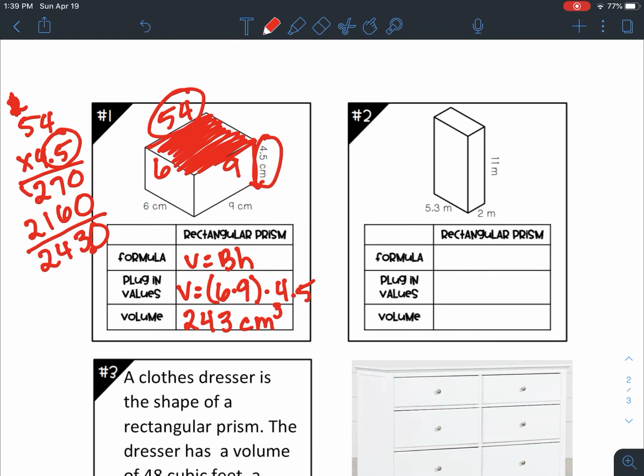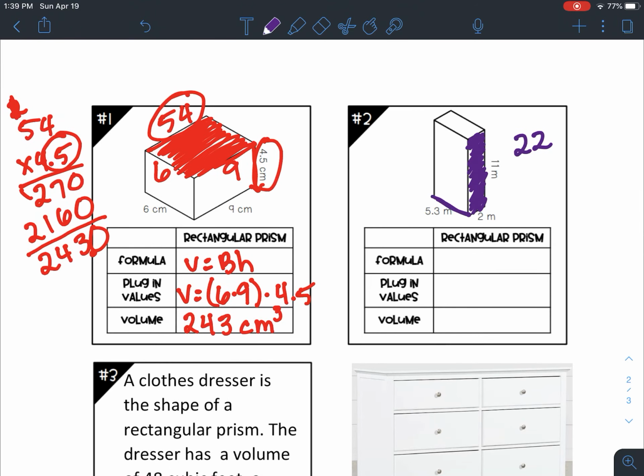The next shape here, again, you can choose whichever one you want to do. I'm going to pick the base as this 11 and 2 now. So the area of that rectangle that I'm choosing is 22. That's being dragged by 5.3 meters. So times 5.3. So again, my volume is big BH. Pick an area of the base that you want to find. So I did 11 times 2, and then times the height of 5.3.